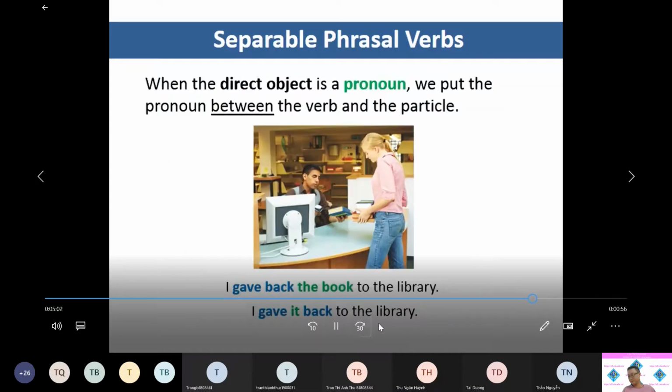When a direct object is a pronoun, such as it, them, or him, we always put the pronoun between the verb and the particle. We do not put the pronoun after the particle, like this.